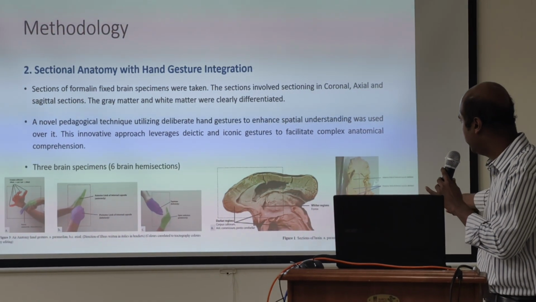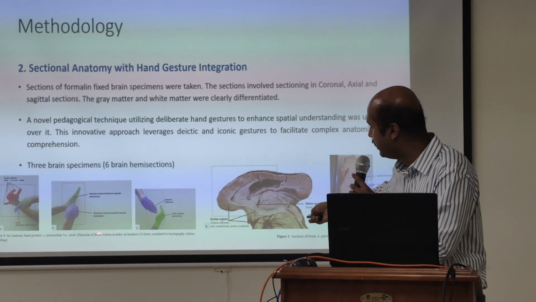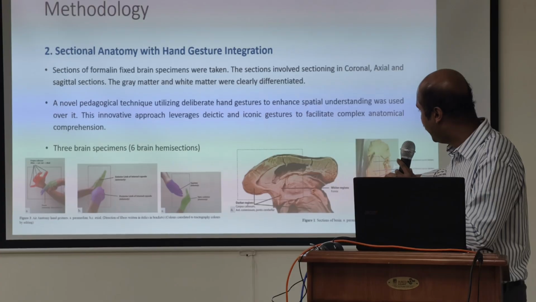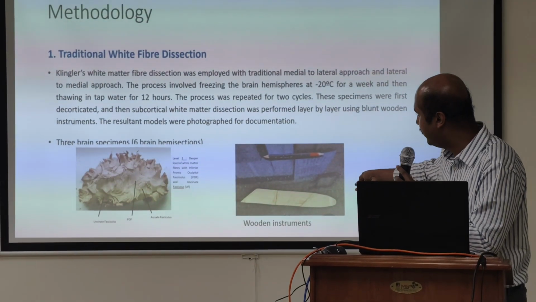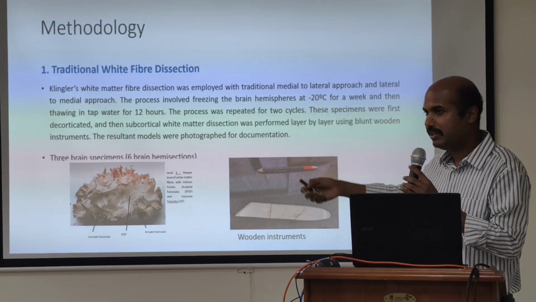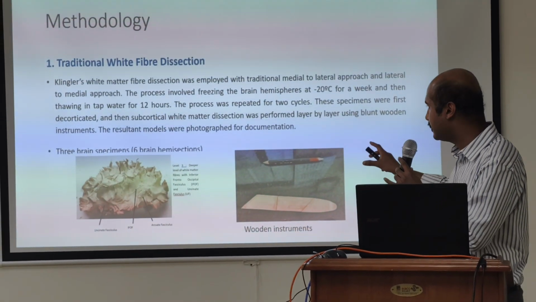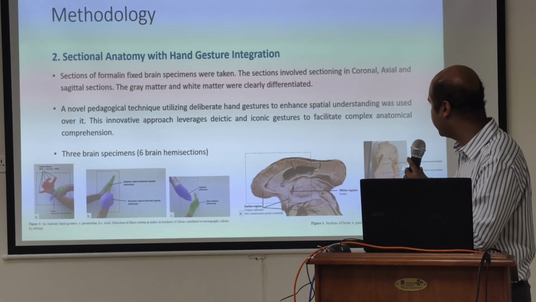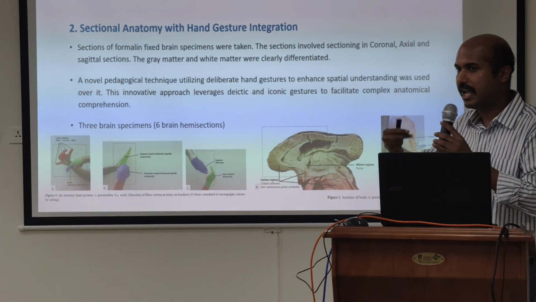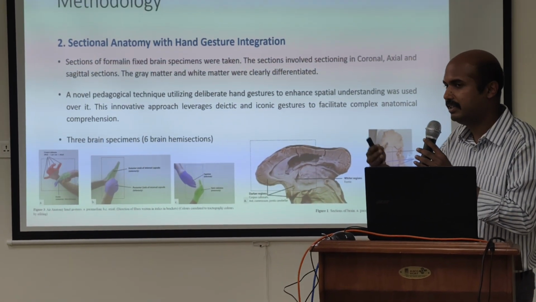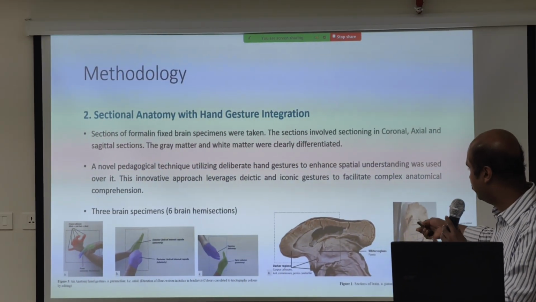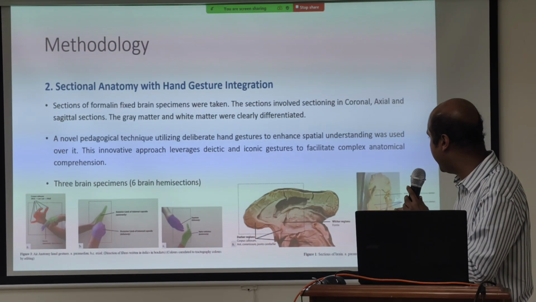So this is sectional anatomy that I've mentioned, and these are the hand gesture models that are combined with sectional models. So you can see how complex this one is. It needs a lot of skill. Only a skillful person with a lot of training can do a reasonably good fiber dissection. But taking a section is much simpler, more accessible, and hand gestures can also be easily used in our teaching environment. So that is the integration of sectional anatomy with hand gestures.